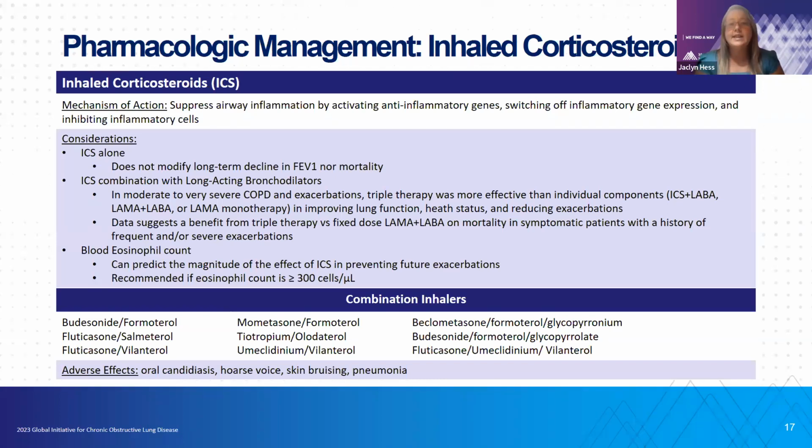And latest data has suggested a benefit from triple therapy compared to dual bronchodilators on mortality in symptomatic patients who have a history of frequent and/or severe exacerbations. And then with regards to these agents, the blood eosinophil count can predict the magnitude of effect from utilizing these and preventing future exacerbations. And that's why this class is recommended if the eosinophil count is at least 300 cells per microliter.